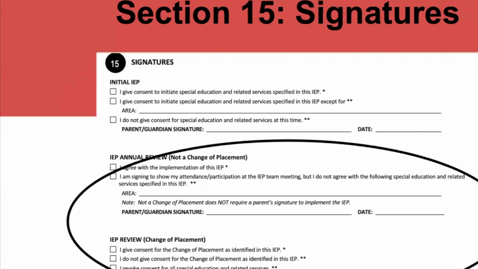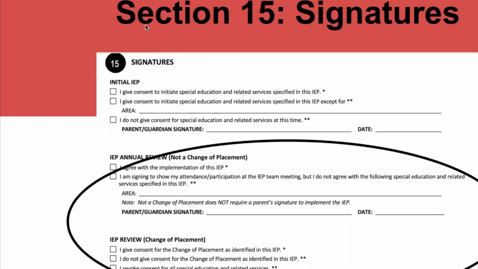For an annual review, you need to make sure that you're choosing or directing the parents to the correct section. Is it an IEP annual review, not a change of placement? Or is it an IEP review, change of placement? Make sure they're signing the right one. Please note, though, that if it's not a change of placement, it does not require that parent signature to implement the IEP. The initial IEP requires the signature, and the change of placement.